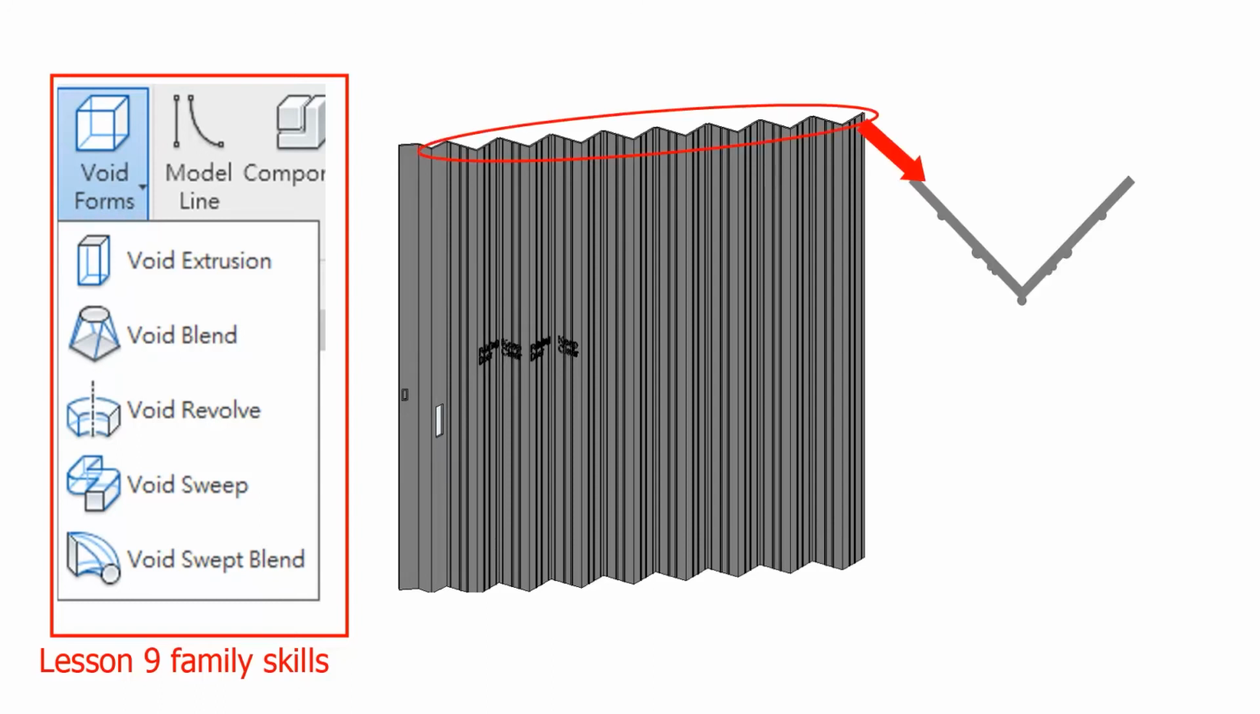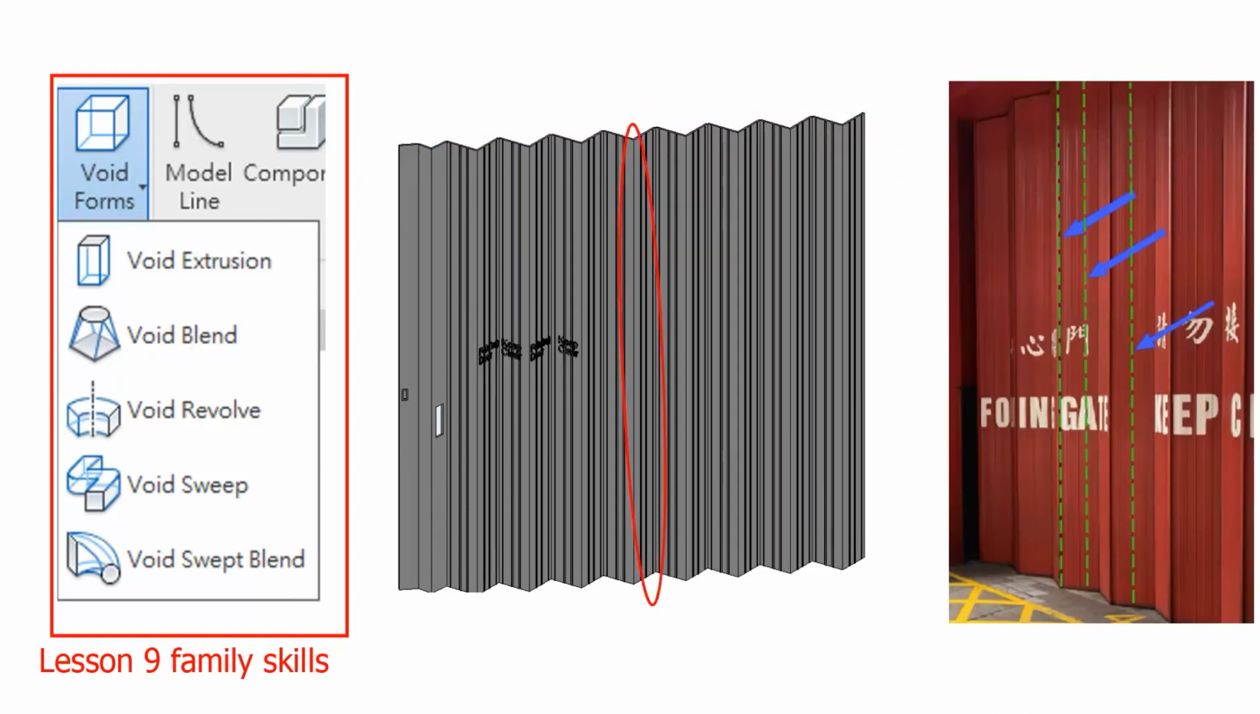If you look closely at the gate, you would notice that the gate consists of a number of repeating L-shape units. Also notice that on each panel, there are a few circular-shaped steel bars embedded in each panel. We will try to create these circular bars using the tools we learned in lesson 9.